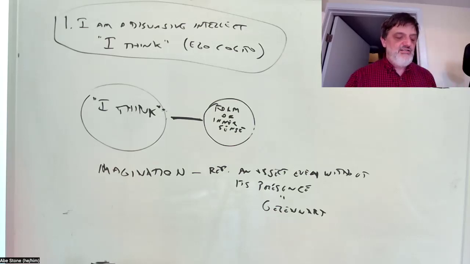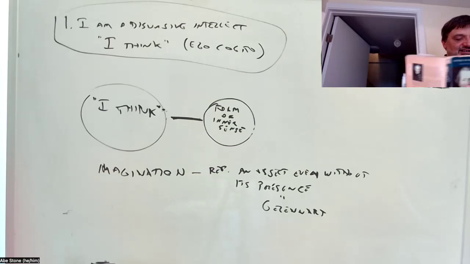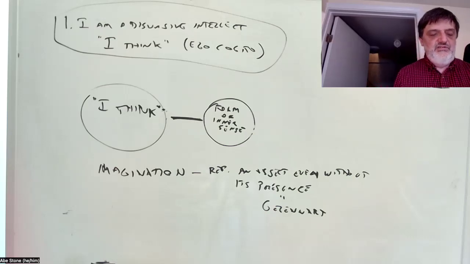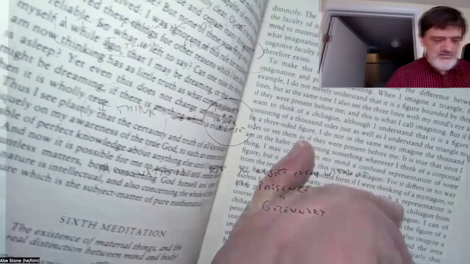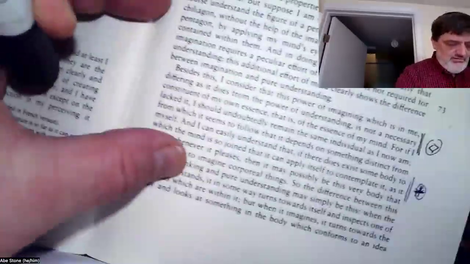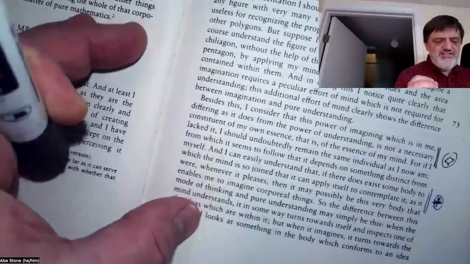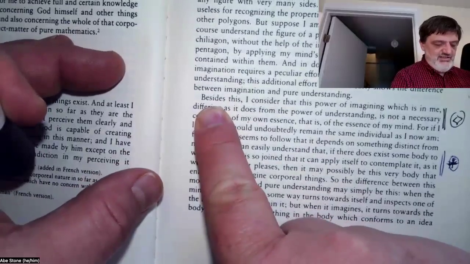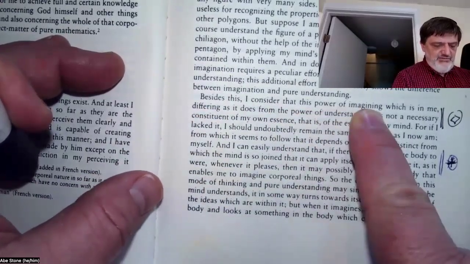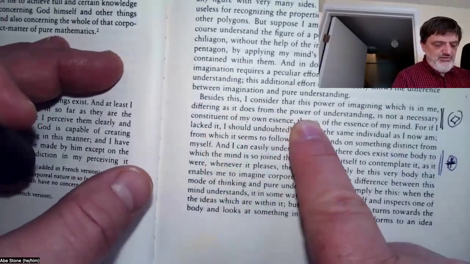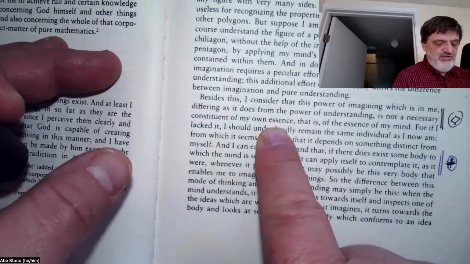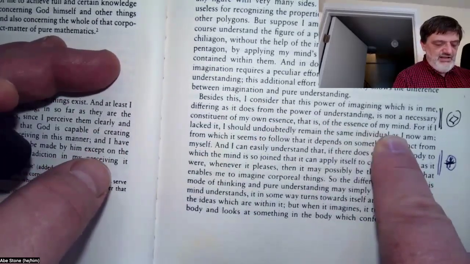And if you go back to Descartes, one more time back to Descartes. First of all, this is from the sixth meditation. Remember, imagination and sense were at the end of the list of the things that I can do in the second meditation. So here in the sixth meditation, he says, besides this, I consider that this power of imagining, which is in me, differing as it does from the power of understanding or intellection, is not a necessary constituent of my own existence, that is, of the essence of my mind.